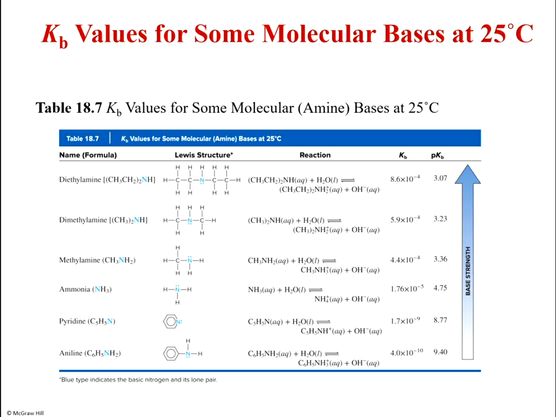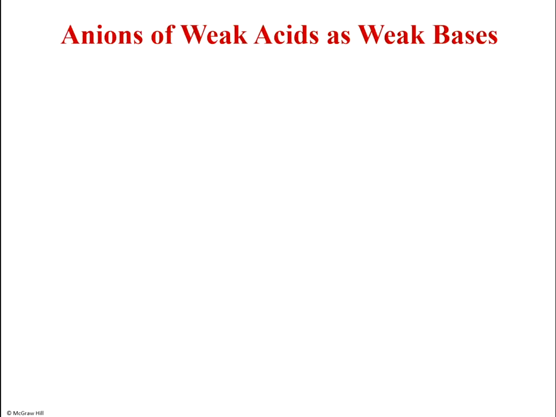Here are some Kb values for some common amines. Amines are among some of the most common weak bases. Of course, you'd be provided tables for these. Generally, they're part of an acid dissociation constant table, because we'll see that there's a relationship between Kb and Ka.